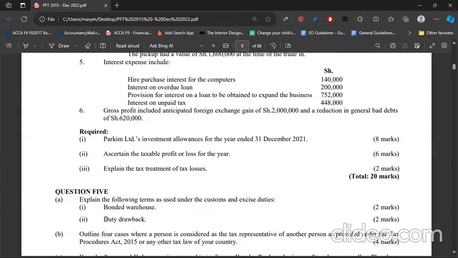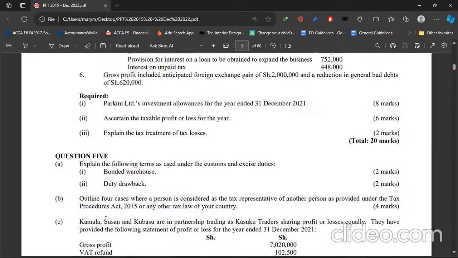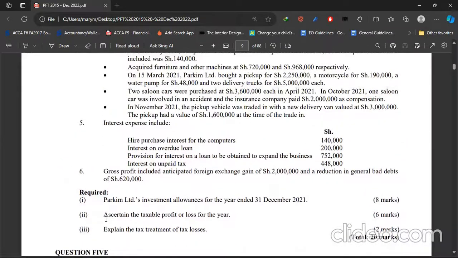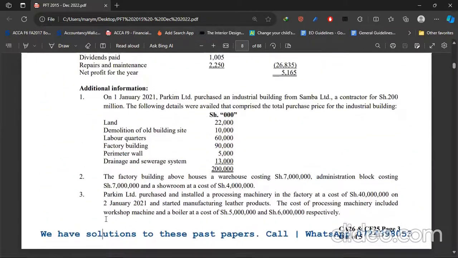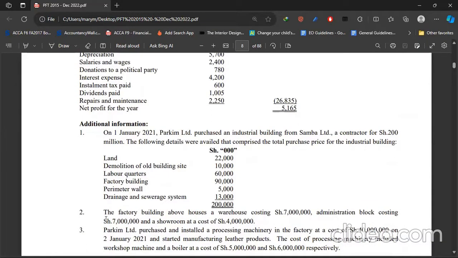You can see how the question is being drafted there. The examiner is asking a very simple question. Can you calculate the capital allowances? And also, can you ascertain the taxable profit or loss for the year? From there, the last question is to explain the tax treatment of losses in your country. We will be able to do that. But the most important thing here is to compute the capital allowances. That is the first step we are supposed to take, the computation of the capital allowances.